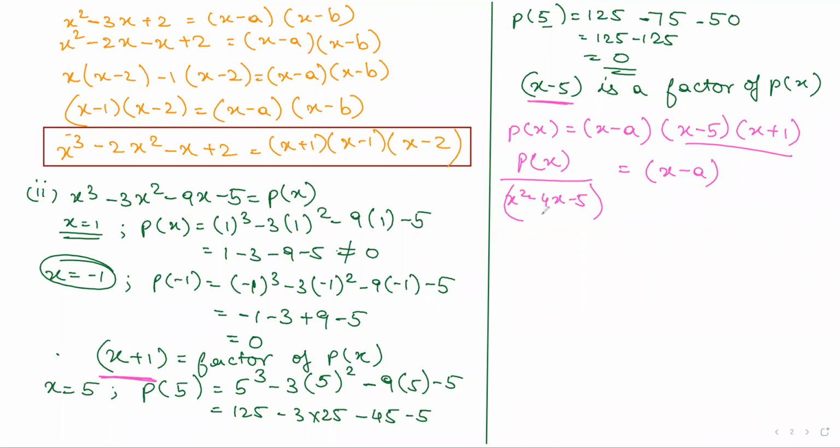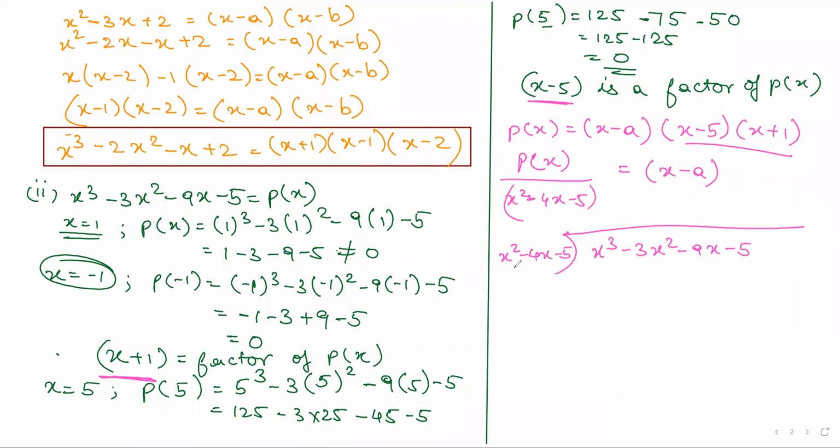Now, this P of x is divided by this particular value. Let's divide it. The P of x states x cubed minus 3x squared minus 9x minus 5, divided by x squared minus 4x minus 5. I wouldn't be writing any rough work over here. I'll be doing it orally, but it is recommended that you do the rough work till you're very thorough with understanding how the division actually takes place.